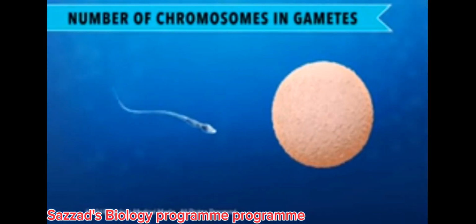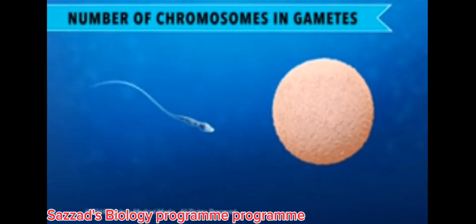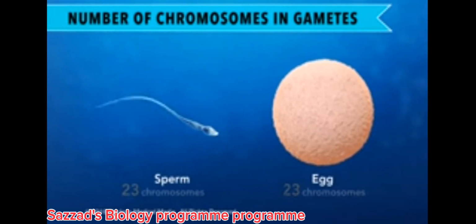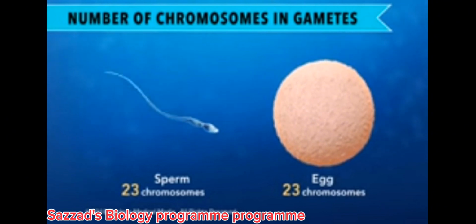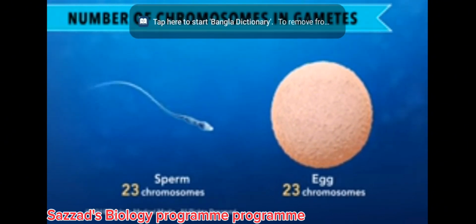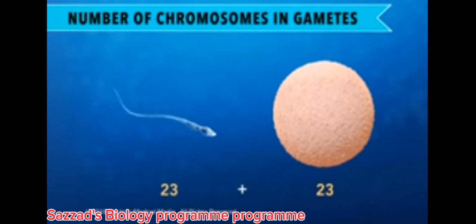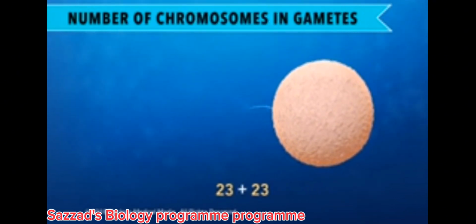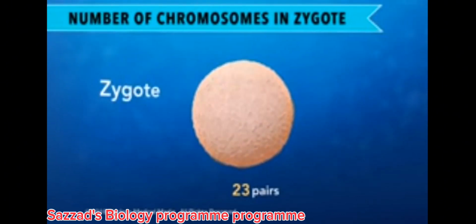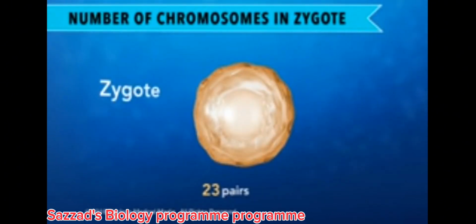Gametes are the exceptions to this rule. Human eggs and sperm have only one chromosome from each pair, for a total of 23. And, unlike somatic cells, gametes are not genetically identical to their parent cells. When a sperm cell fertilizes an egg, they both contribute their 23 chromosomes. This fused cell, called a zygote, now has 23 pairs of chromosomes for a total of 46.